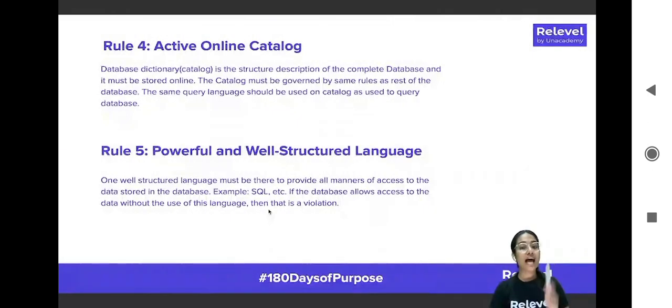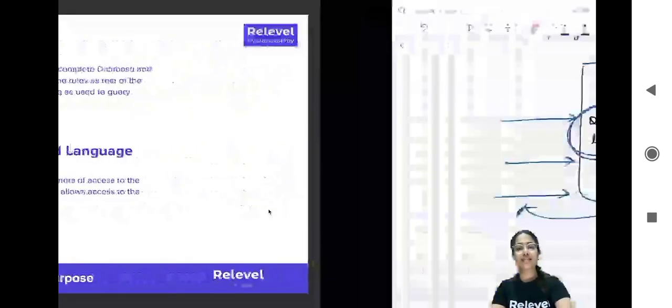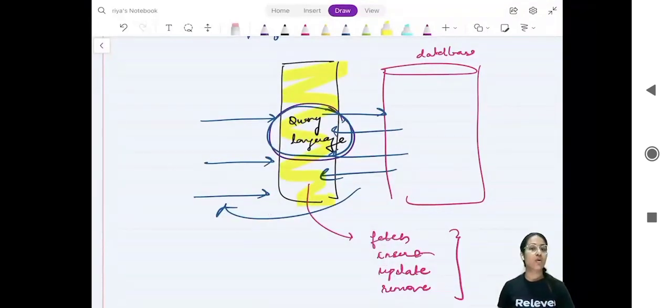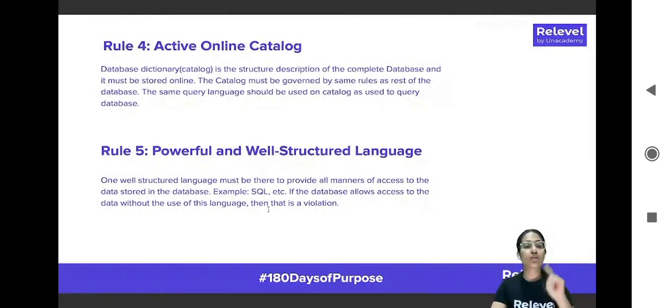If your database is allowing access to the data without the use of this language, let's say some kind of compromise happened, and without even writing the query, without even using the language, you are able to get access to the information, then that is a violation of Codd rules. The Codd rule says that this layer strictly needs to exist between the user and the database. You should not be able to directly get access to the database, and that is what you have to ensure here. You have a well structured language, and based on that you are allowing access to all of the data that is present.